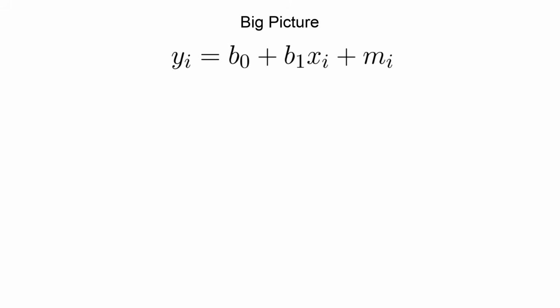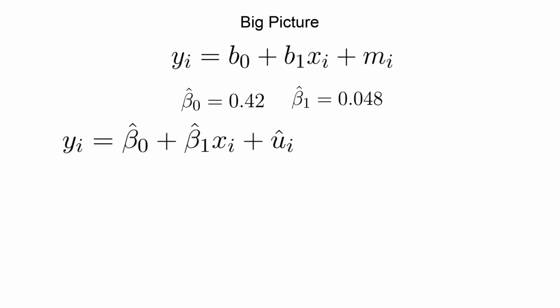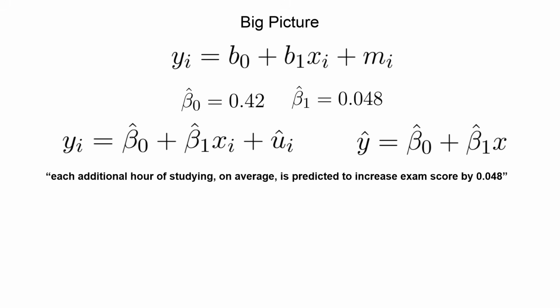We began with this equation for Y and X, and we have 30 students in our data. We computed the OLS estimates that minimize the sum of squared prediction mistakes. And so now we can express any one of 30 exam scores using this equation, and we can also come up with predicted exam scores using this equation. Beta 1 hat, the main estimated coefficient of interest, can be interpreted by saying each additional hour of studying, on average, is predicted to increase exam score by 0.048, or almost 5%.